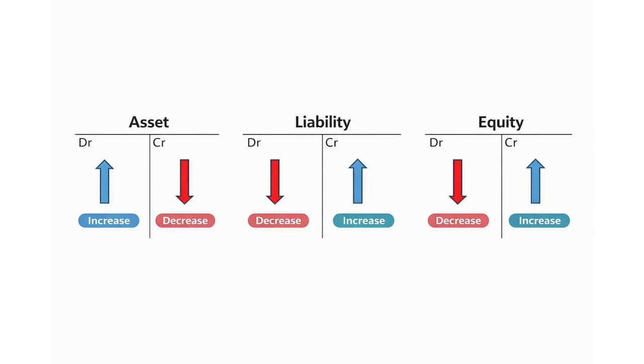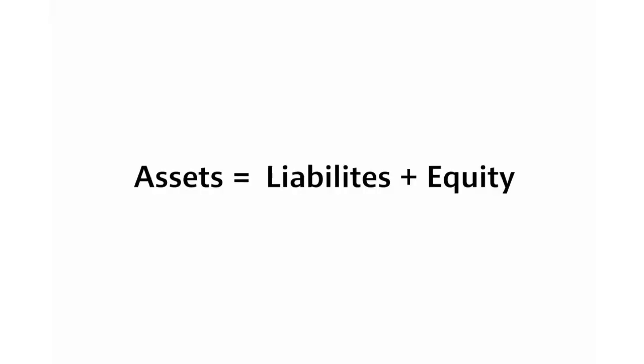After we look at assets, liabilities, and equity individually, let's see how they are all connected together. Assets, liabilities, and equity are not separate ideas. They are directly linked through one very important rule in accounting. This rule is called the accounting equation, which is assets equal liabilities plus equity. This equation must always stay in balance.